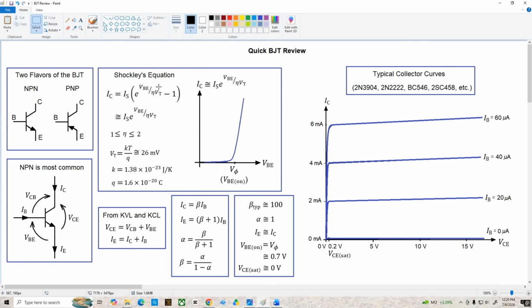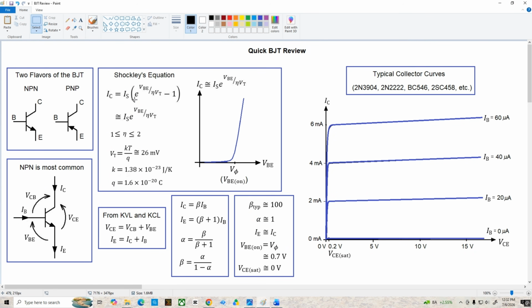V sub T is the thermal voltage equivalent. This is a quantum mechanical parameter. It's defined as kT over q. k is Boltzmann's constant, T is absolute temperature, q is the charge of an electron, and at normal operating temperatures it works out to be about 26 millivolts, and most of the time we'll just pretend it's constant at 26 millivolts.